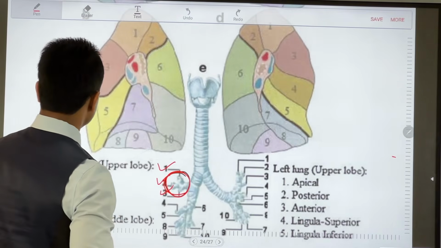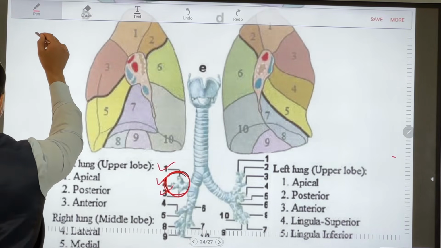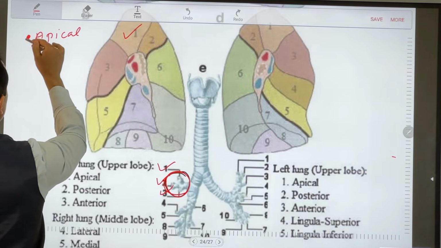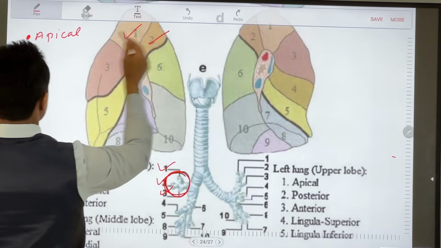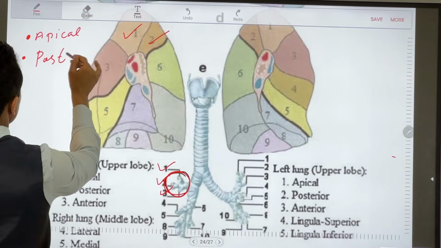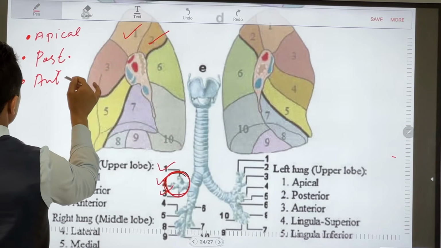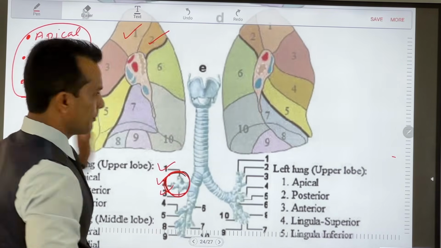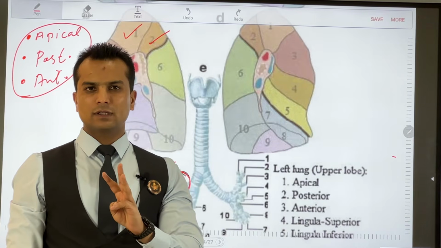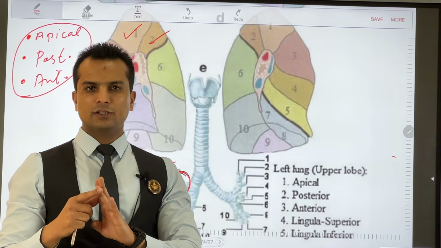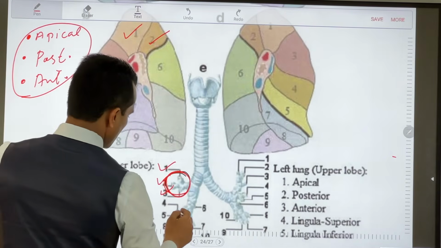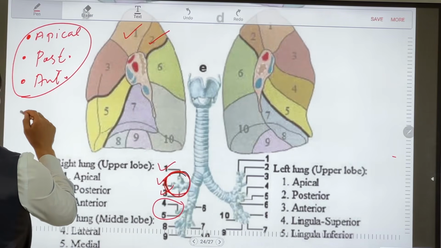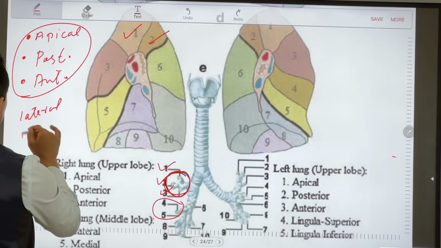Okay, I will make it easier. So first is the apical, because it's on the apex here, apical. Then you have the posterior, and then you have the anterior. So this is the right upper lobe, 3 bronchopulmonary segments there: apical, posterior, anterior. And then in the middle lobe you have 2, lateral and medial.